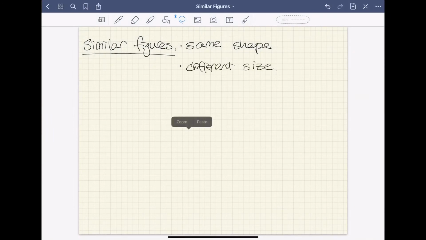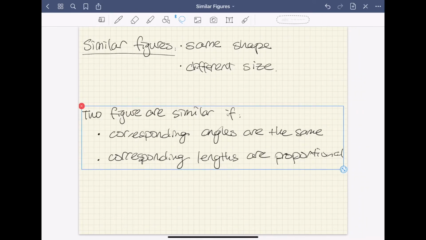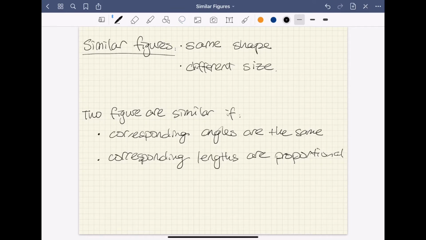Now let's go back. What are the properties of similar figures? Two figures are similar if their corresponding angles are the same and their corresponding lengths are proportional. What does proportional mean? Proportional means that their ratio are the same.